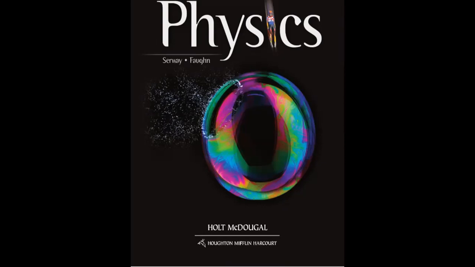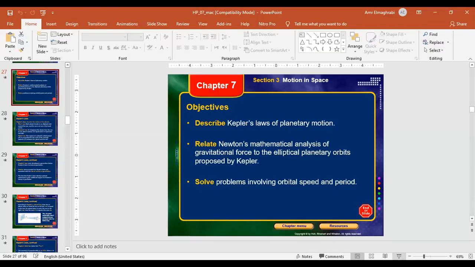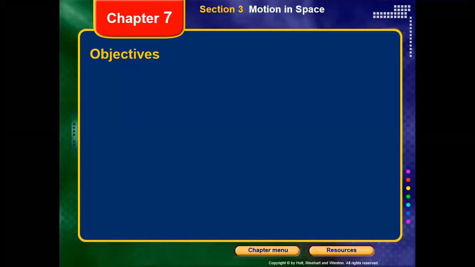Okay, let's start today. Yesterday we started to talk about Kepler's laws. Kepler produced many laws. The Kepler laws, as I told you yesterday, explain the motion of planets in the universe or in space.